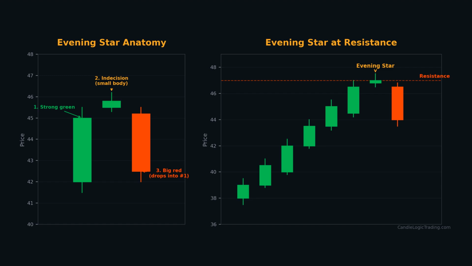How to trade it. Entry on the break of the third candle's low. Stop above the high of that small middle candle. Target 2 times risk or the next significant support zone below.